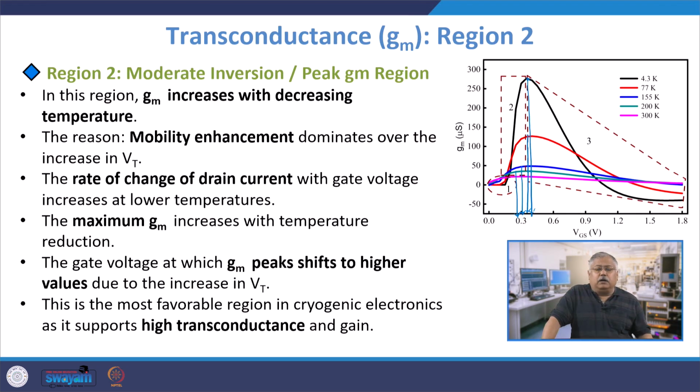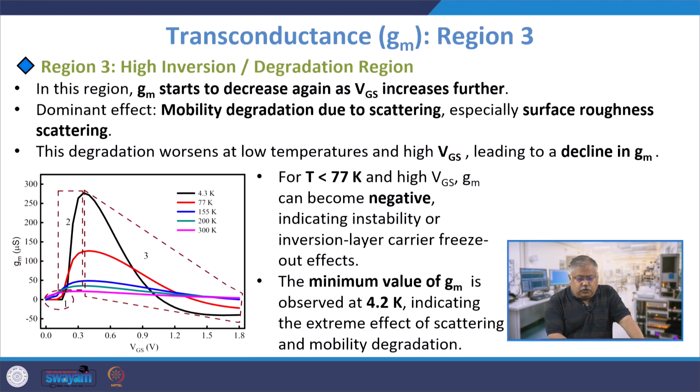Now, region 2 is therefore the most favorable region in cryogenic electronics, because it supports a very high transconductance region, and therefore your overall gain will be relatively high in this case, right, and that makes region 2 most suitable for all practical purposes. Let us come to region 3.